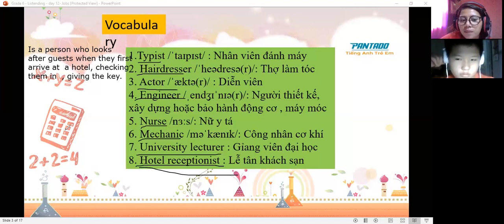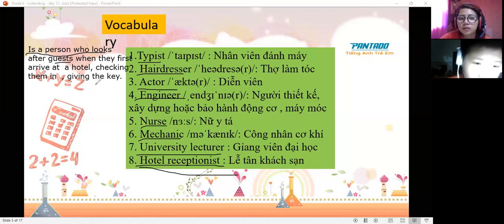Again, I will repeat. The duties of a hotel receptionist are to look after a guest when they first arrive at the hotel, and they are the ones who check the guest in and give the key. Okay? Yeah. Can you read what is hotel receptionist? Receptionist is a person who looks after rooms when they first arrive at a hotel, checking them in, giving the key.